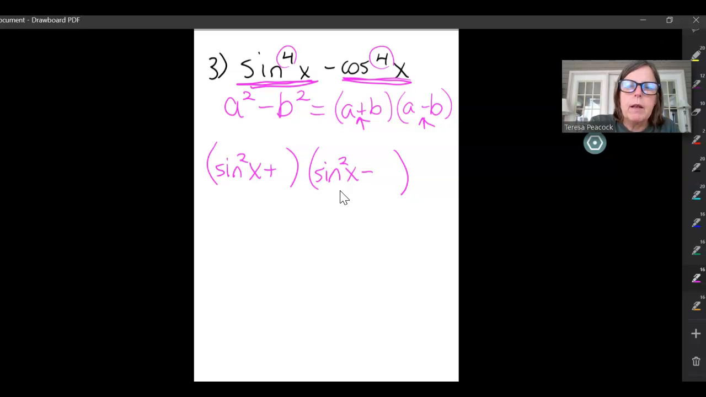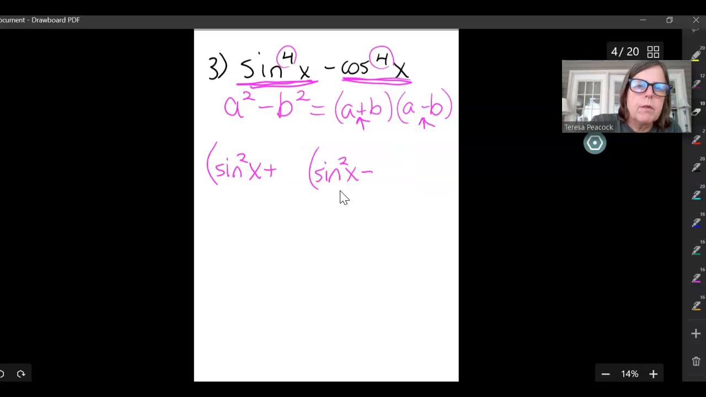And then we come here and we want to get cosine to the fourth. So again, we split that up to give us a cosine to the fourth. So I can do that by putting a cosine squared x here and a cosine squared x here. And you see if you FOIL it.